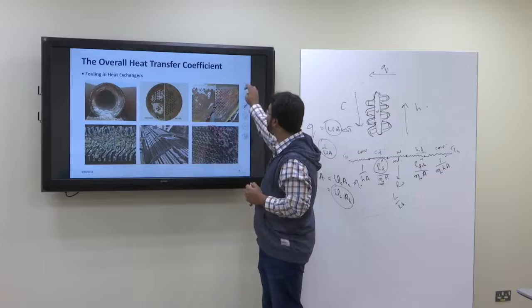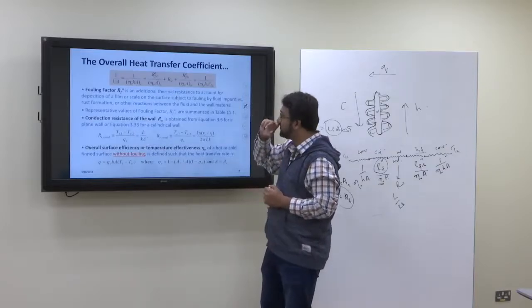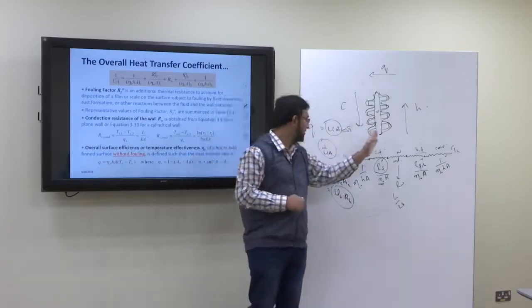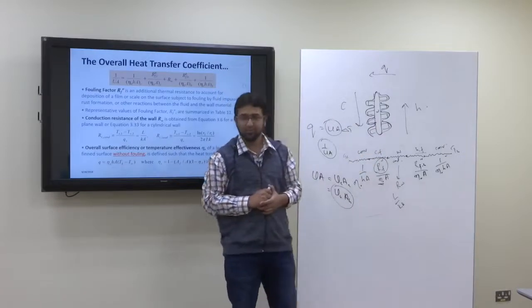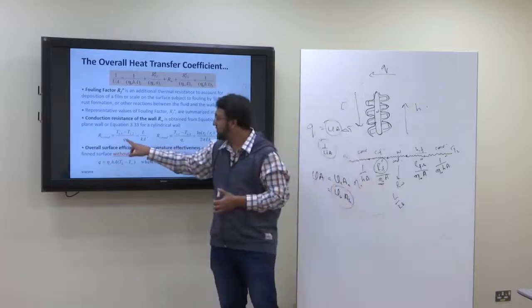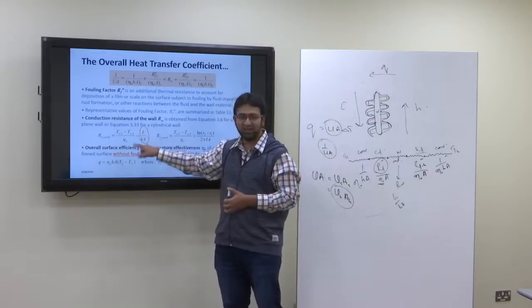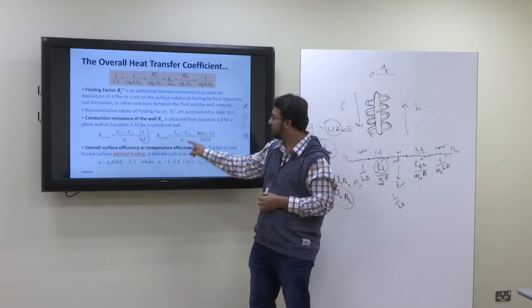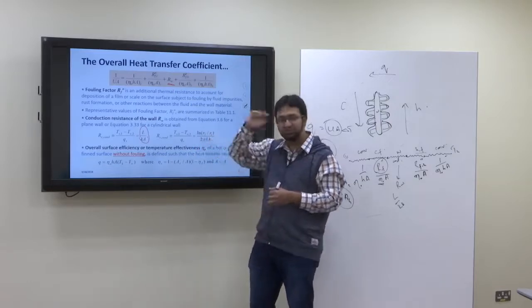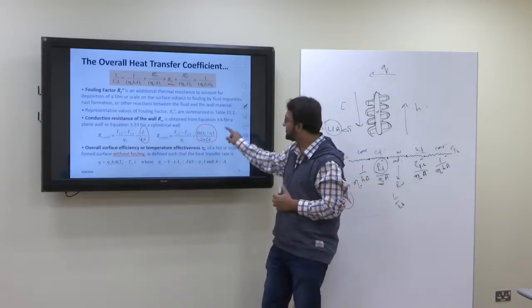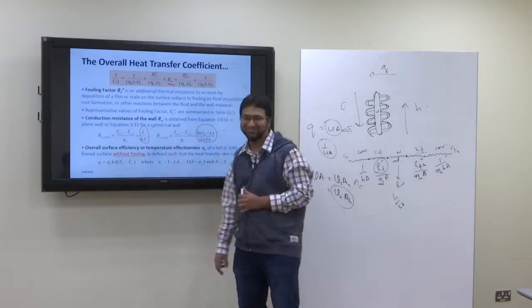There's an example following. Rw is the resistance of the wall only, without the fins. For the case of conduction, it is L upon KA. This is our wall, right? And if the wall is a pipe, then it is ln(r2/r1) over 2 pi L k. This is all something that you studied before. Yes, chapter number 3.